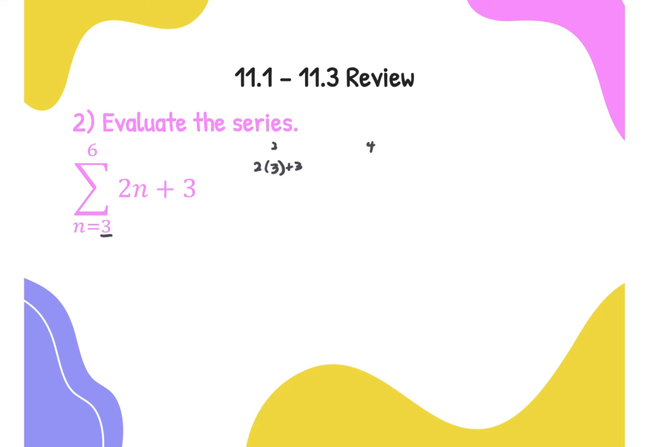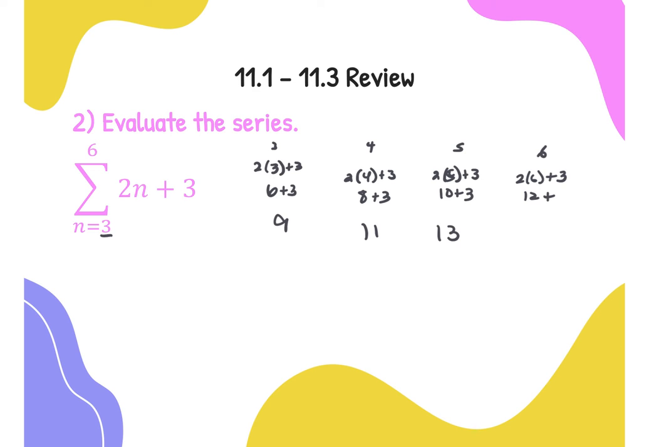Then I'd plug in the 4. 2 times 4 plus 3. Then I'd plug in the 5. 2 times 5 plus 3. And then I'd plug in the 6. 2 times 6 plus 3. And I'd get 6 plus 3, which is 9. 8 plus 3, which is 11. 10 plus 3, which is 13. And 12 plus 3, which is 15. And then I'd add them all together, and you'd get 48.